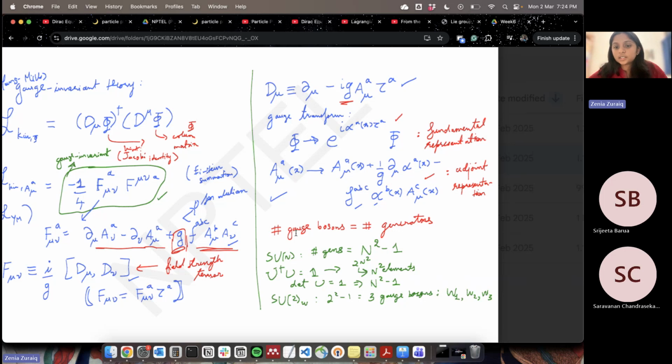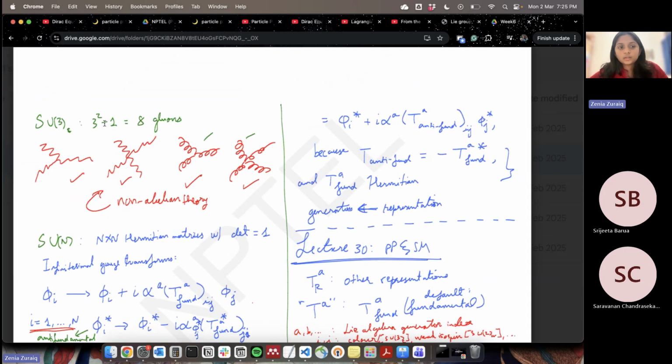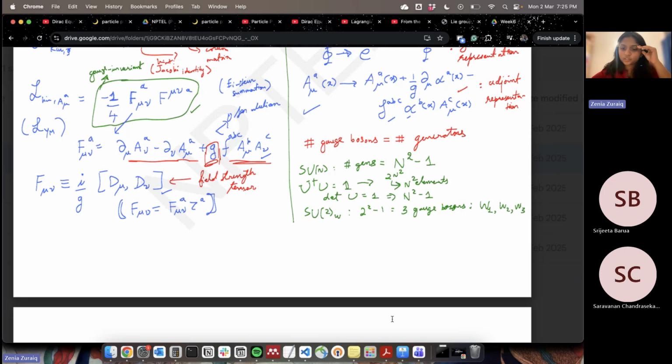So here you can see that the number of gauge bosons is equal to the number of generators. For SU(N), you have N squared minus 1 generators. For example, for SU2, we saw that we have 3 generators, right? 4 minus 1. Similarly, there are 3 gauge bosons for SU2 electroweak, which is W1, W2, and W3. For SU3, if you check, there are 3 squared minus 1, 8 gluons, and so on. So this is how you think about it, okay? The number of gauge bosons is just the number of generators.